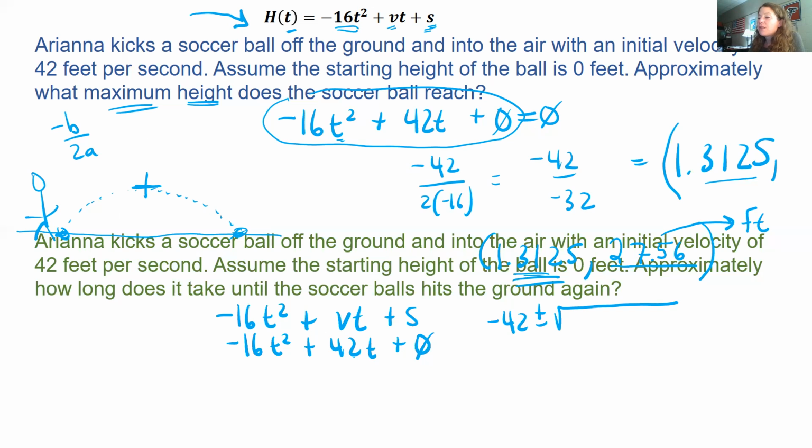So we're going to do the opposite of 42, plus or minus the square root of 42 squared minus 4 times A times C, all over 2A. All right, so we're going to do 42 squared minus 4 times negative 16 times 0.